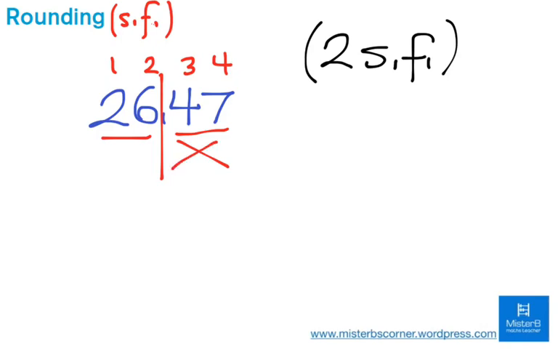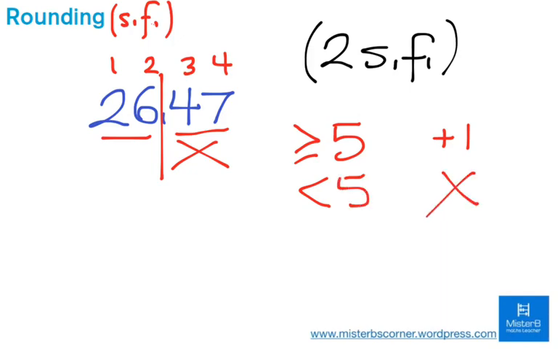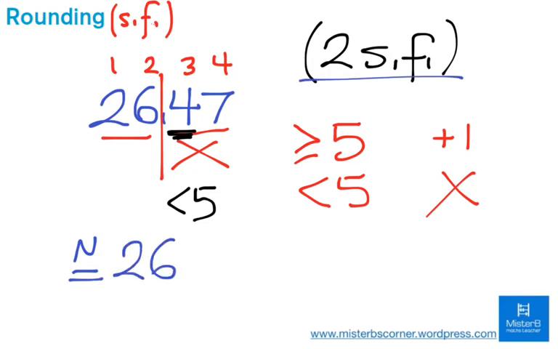Now the same rule applies when it comes to scrapping the remaining part, okay? If it is greater than or equal to 5, you have to add 1. If it is less than 5, you just don't do anything, right? Now here, the number to the right of where I cut the number is 4, which is less than 5. So I'm going to round this number to two significant figures as 26, and I scrap this bit, right?